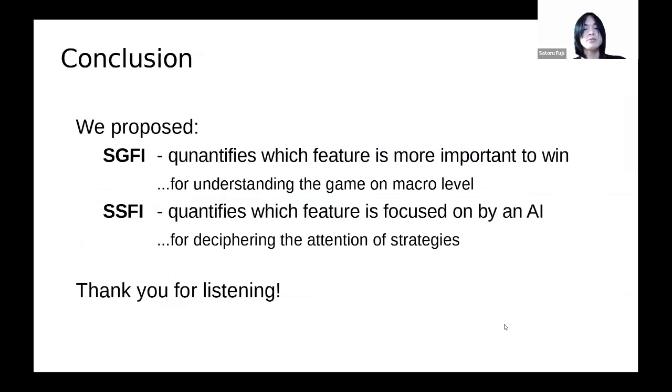In conclusion, we proposed SG5. It tells us which feature is more important to win, and it can be utilized to understand the game on a macro level. And SS5 tells us which feature is focused on by an AI, and it can be utilized to decipher the attention of strategies. They yield intuitive explanations that resonate with and augment human understanding. We hope that these methods will enhance human learning supported by AI and streamline collaborative decision-making processes between humans and AI. Thank you for listening.